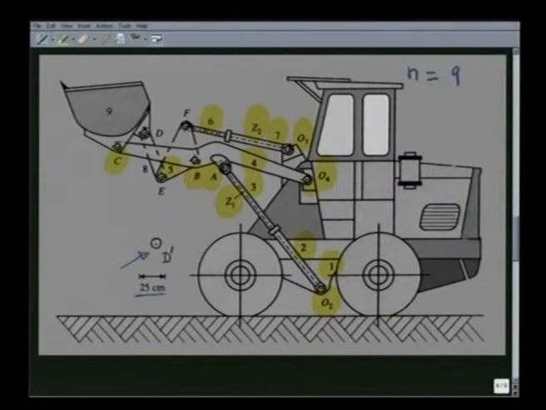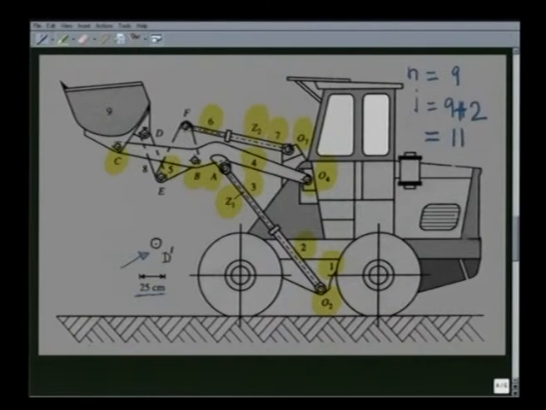Now, let me count the revolute pairs and prismatic pairs, that is J, the number of joints. What do we see? We have 1, 2, 3, 4, 5, 6, 7, 8, 9 revolute pairs plus 2 prismatic pairs, that is at these 2 hydraulic actuators. So, total J is 9 plus 2, that is 11.